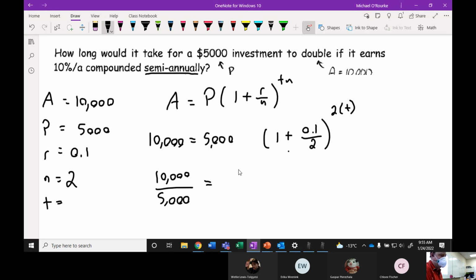Where'd I get the 2 from? Semi-annual. Why did you do 2 bracket T when it's T bracket N? I thought people would be more confused if I went T bracket 2. Just leave it. It doesn't matter. That's good. Thank you.